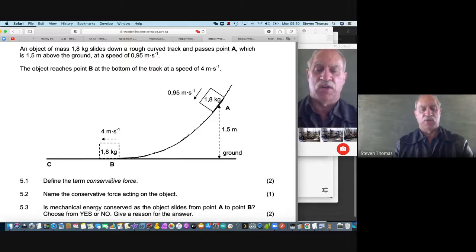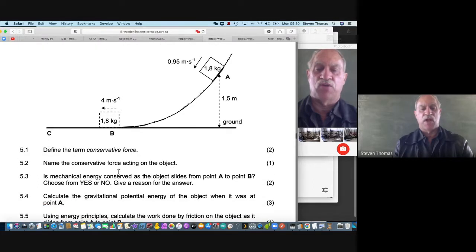Again, check your definitions. Name the conservative force acting on the object. It's gravity. A non-conservative force would be friction. Is mechanical energy conserved as the object slides from point A to point B? Well, mechanical energy is the sum of the kinetic and potential. So does that change as it gets to the bottom? Well, if there's friction, it must change, I guess.